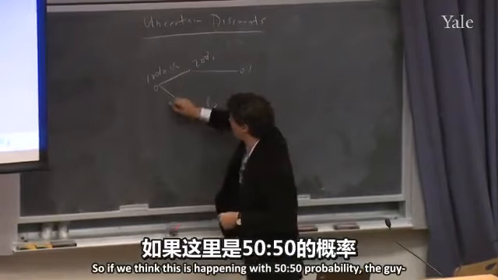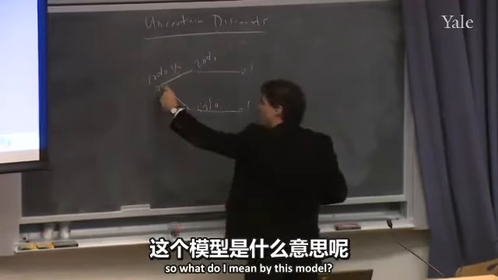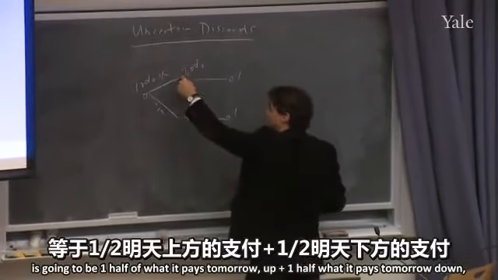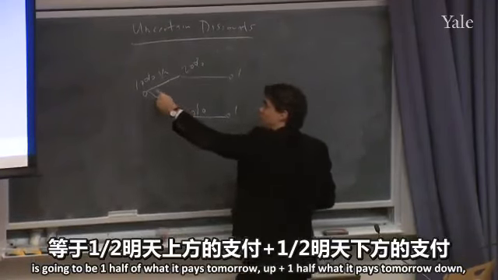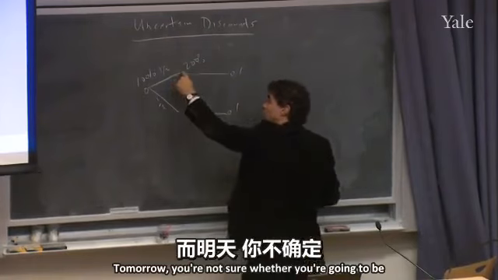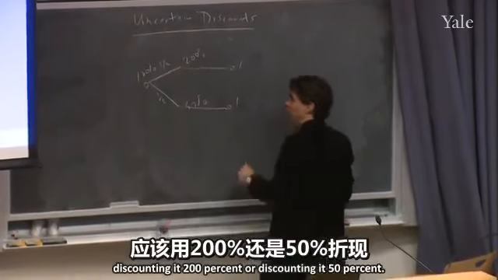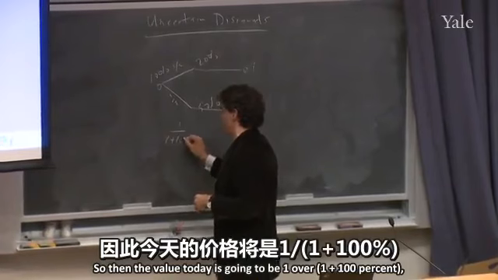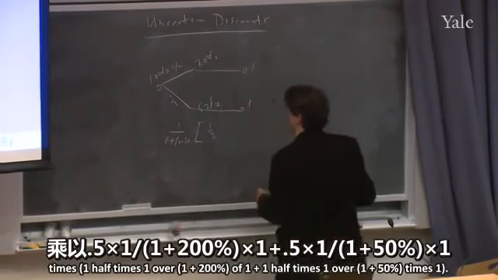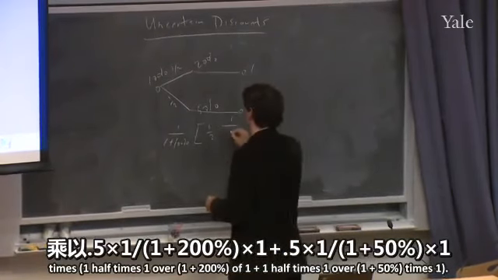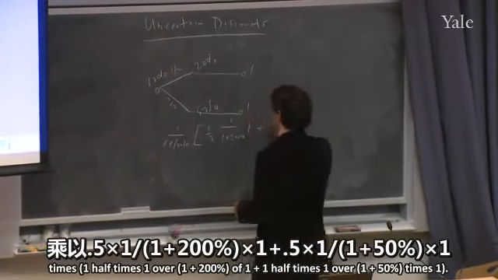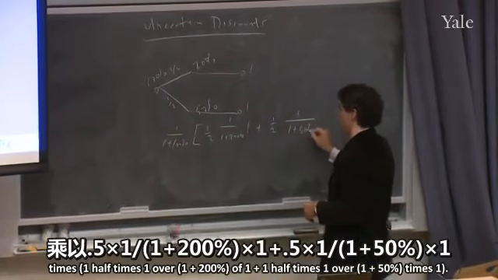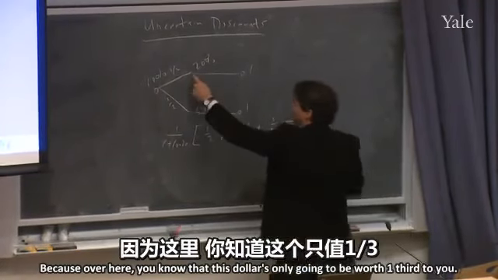So if we think this is happening with 50-50 probability, what do I mean by this model? Today you know that the value of something tomorrow is going to be a half of what it pays tomorrow up plus a half what it pays tomorrow down, discounted by 100%. Tomorrow, you're not sure whether you're going to be discounting at 200% or discounting at 50%. So then the value today is going to be 1 over 1 plus 100% times a half times 1 over 1 plus 200% of 1 plus a half times 1 over 1 plus 50% times 1.